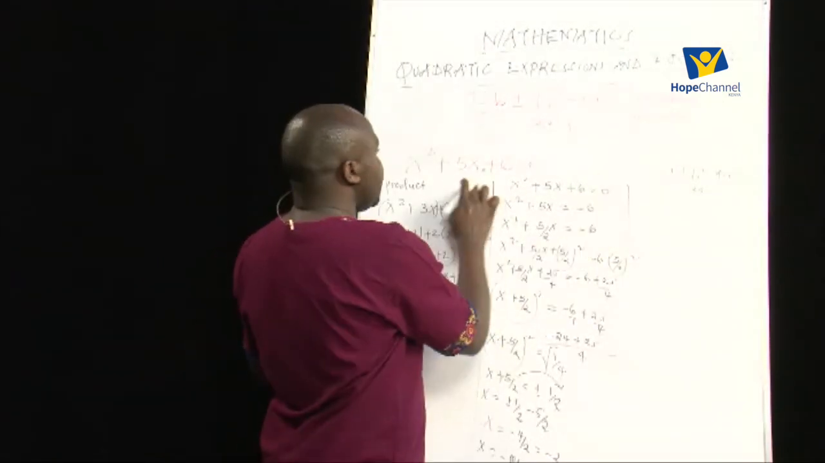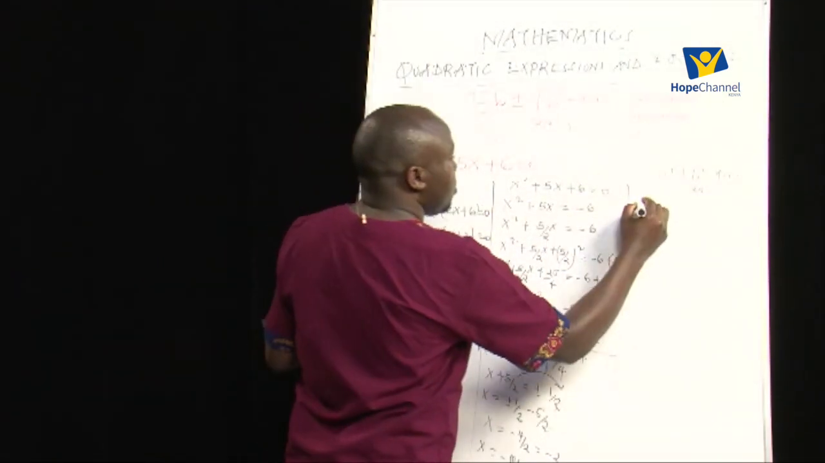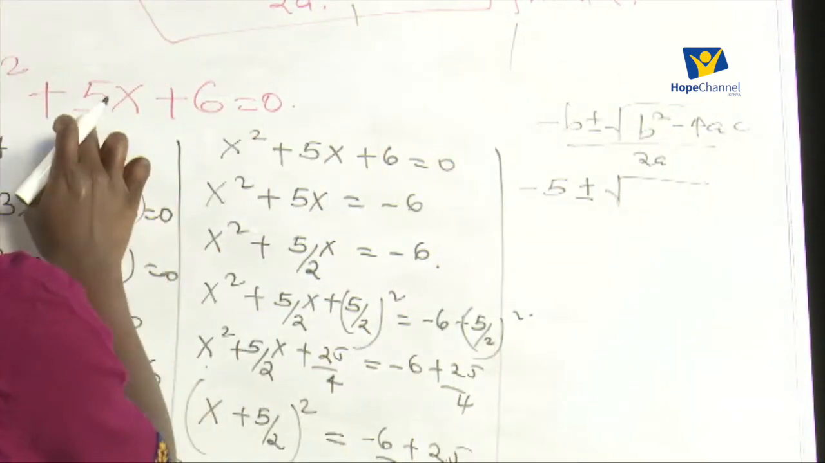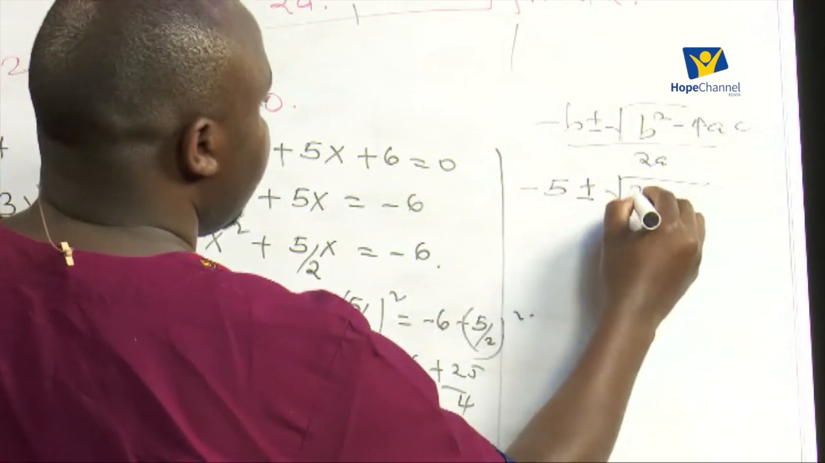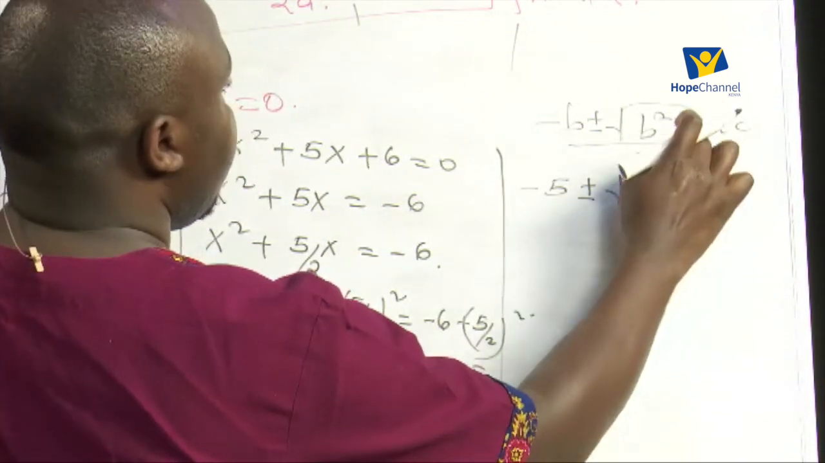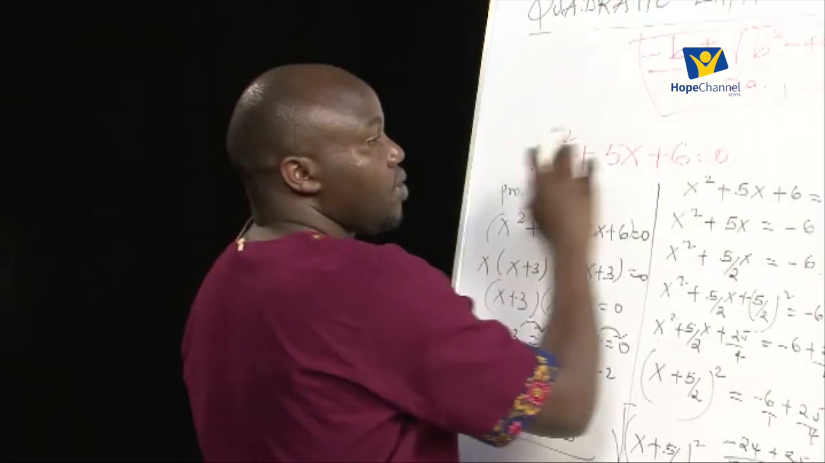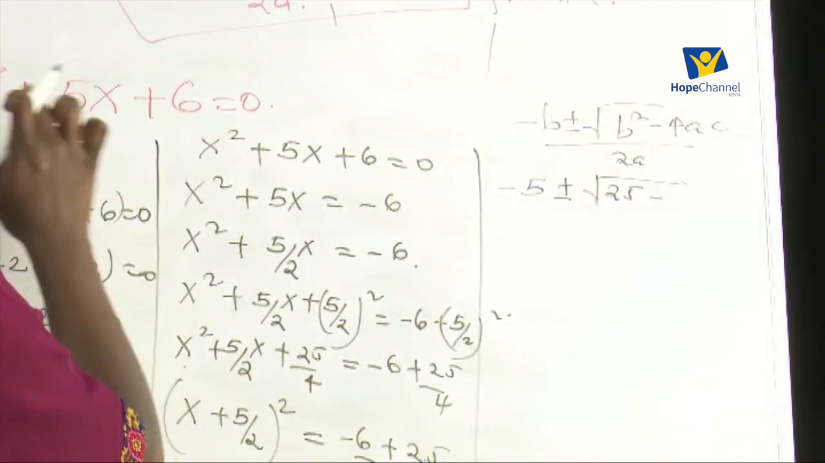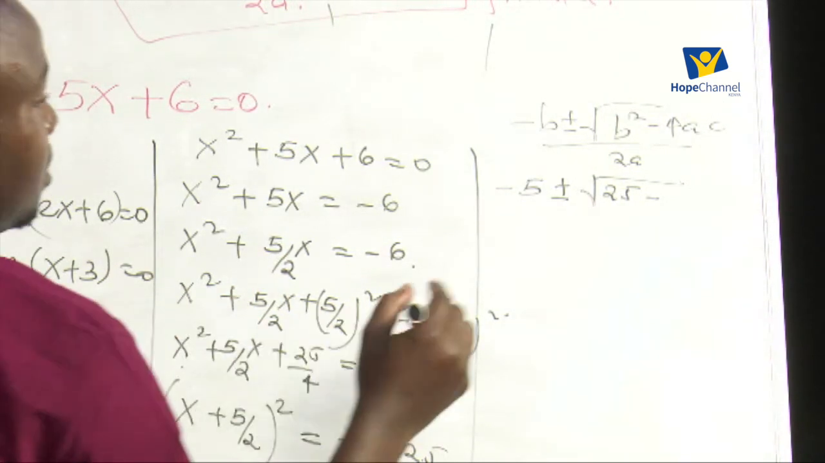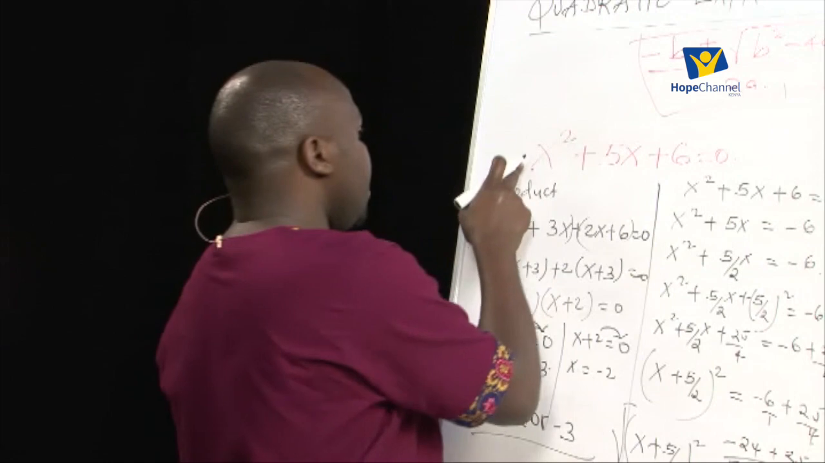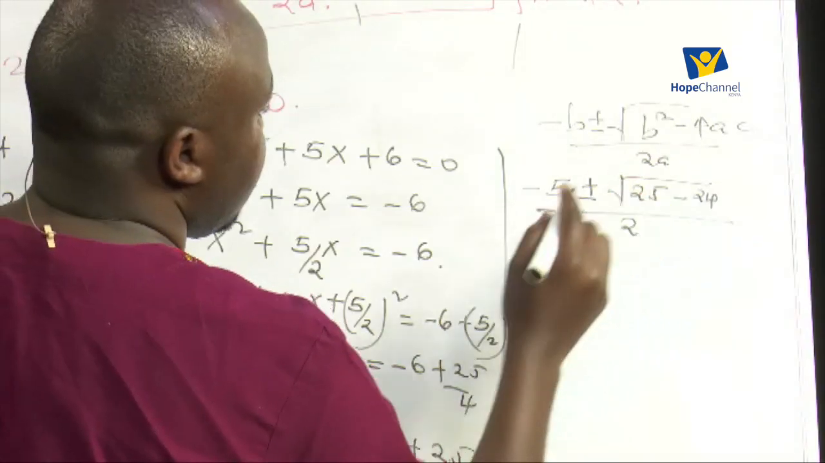So negative b is negative 5. So I'm going to have negative 5 plus or minus the square root of b squared, b is 5, 5 squared is 25, minus 4ac, 4 times a, my a is 1, so that's 4 times 1, which is 4. My c is 6, so 4 times 1 times 6 is 24, over 2a, my a is 1, so that's 2 times 1 is 2.